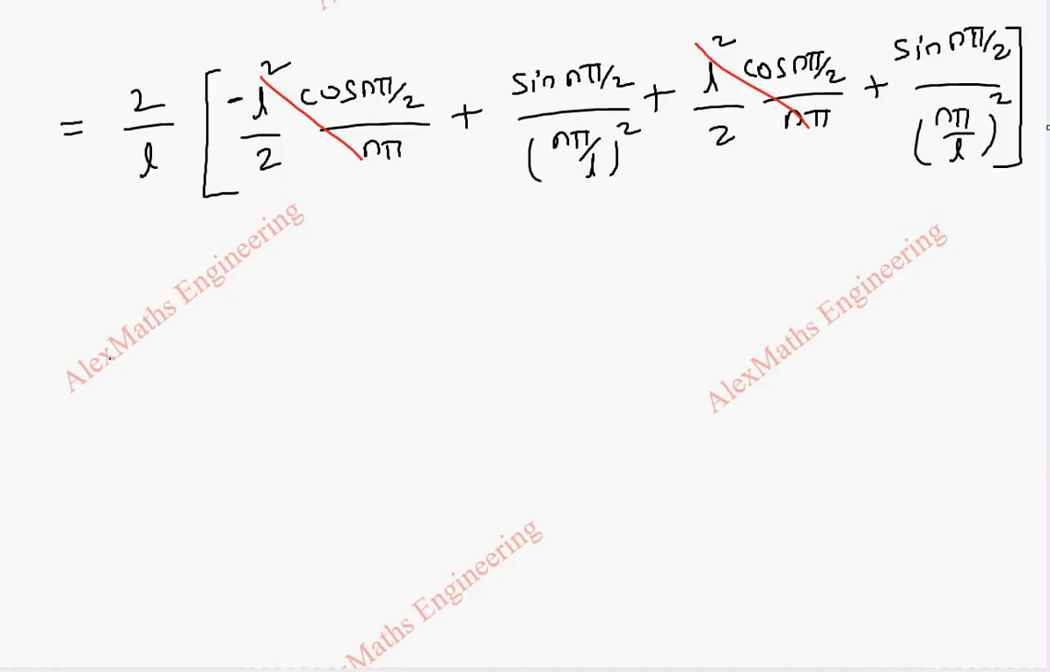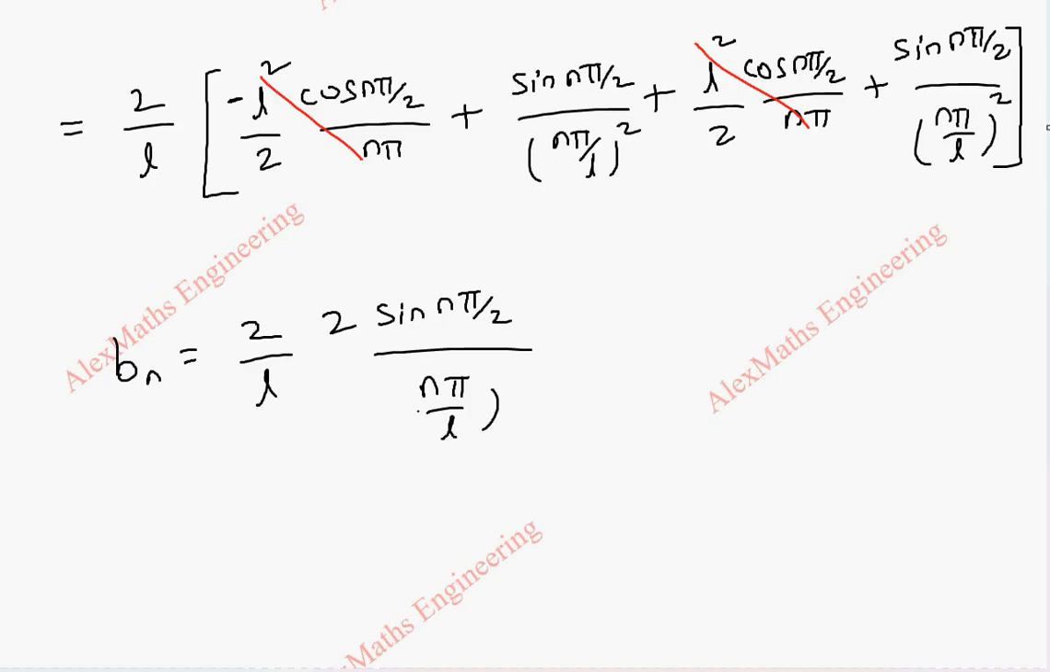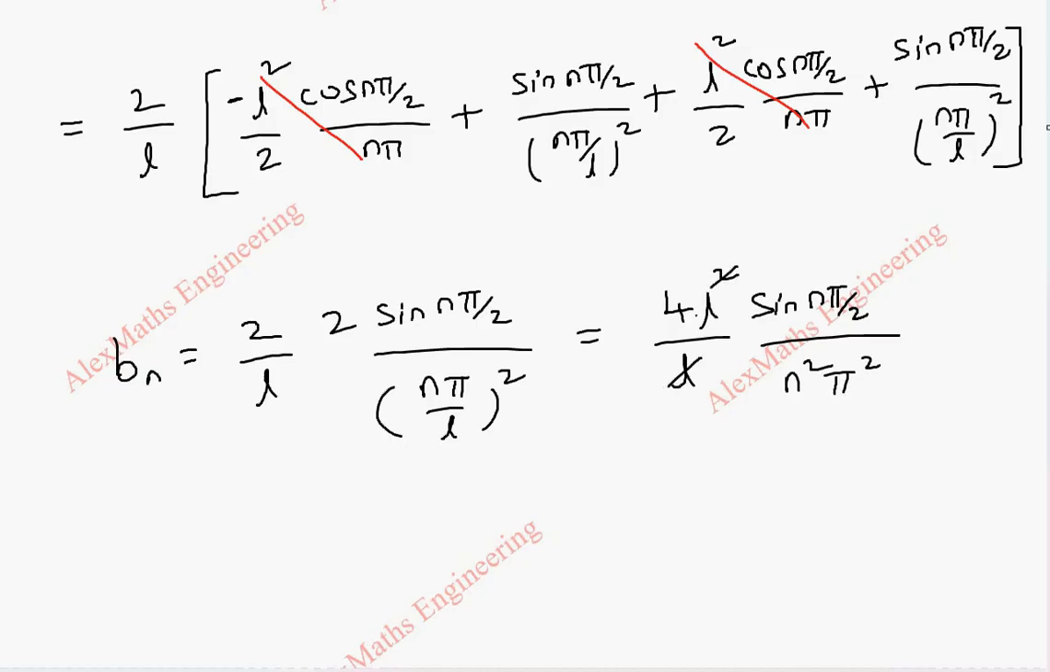So totally the Bn is 2 by L, and these two terms we can add. So it is 2 sin n pi by 2 by n pi by L whole square, which is 4 by L sin n pi by 2 by n square pi square by L square. That L square I can carry here and cancel this. So totally Bn I am getting as 4 sin n pi by 2 by n square pi square, and there is an L also. So 4L sin n pi by 2 by n square pi square.